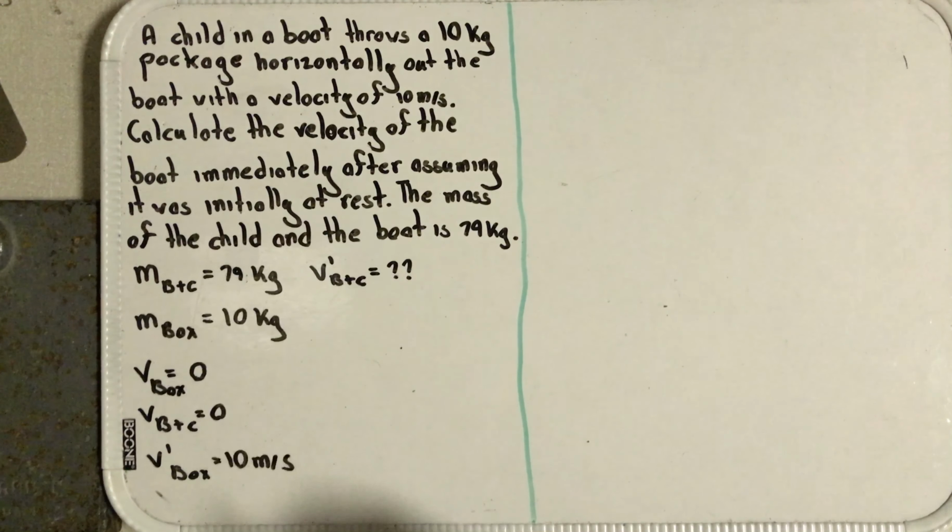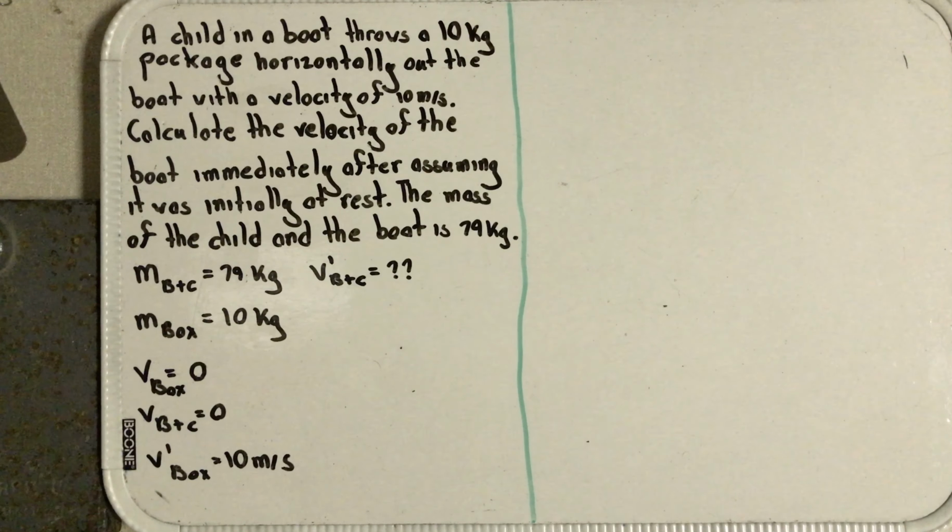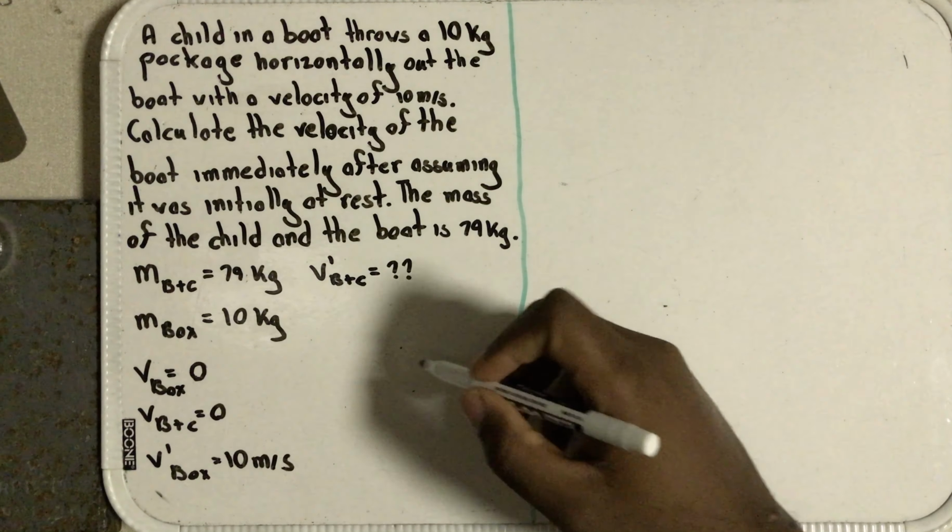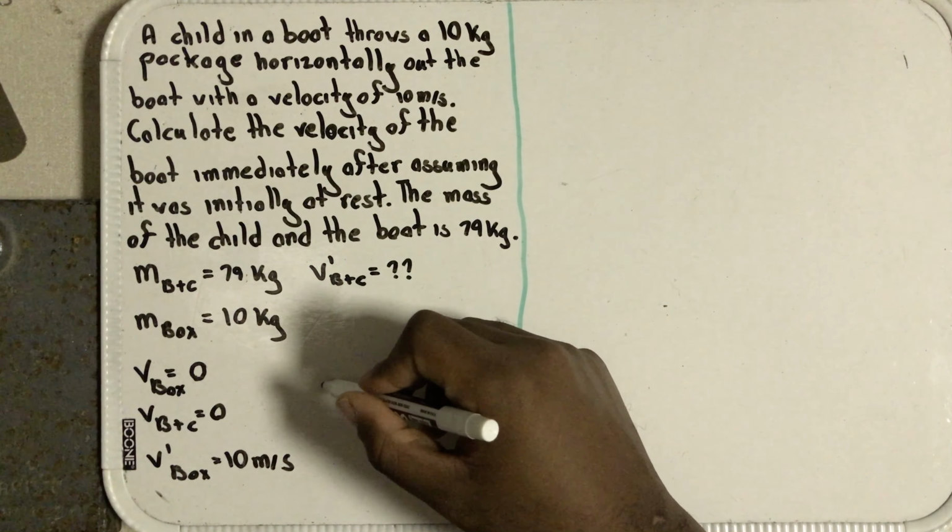So initially, everything is at rest. The child is sitting in the boat with the box in his hand, and for some strange reason, he decides to toss the box out horizontally. Now, by conservation of momentum, momentum must be conserved. So it's better if I actually work it out and you can see what happens. But first, I'll draw a little diagram.